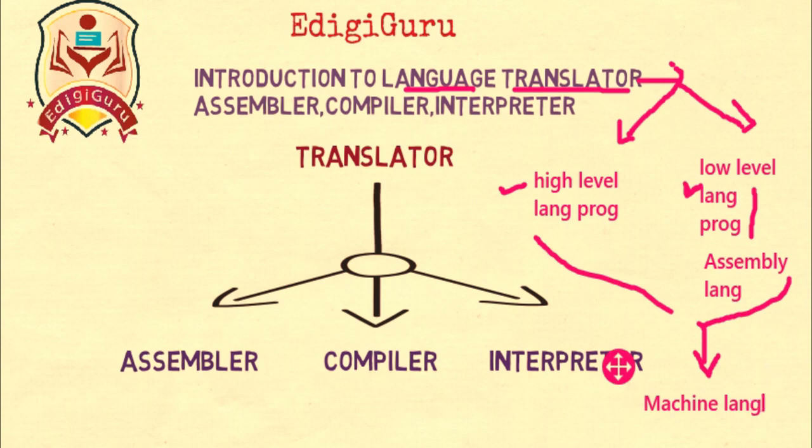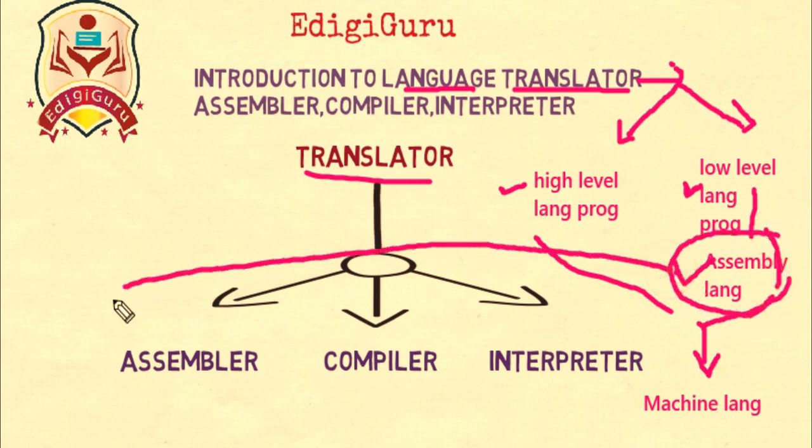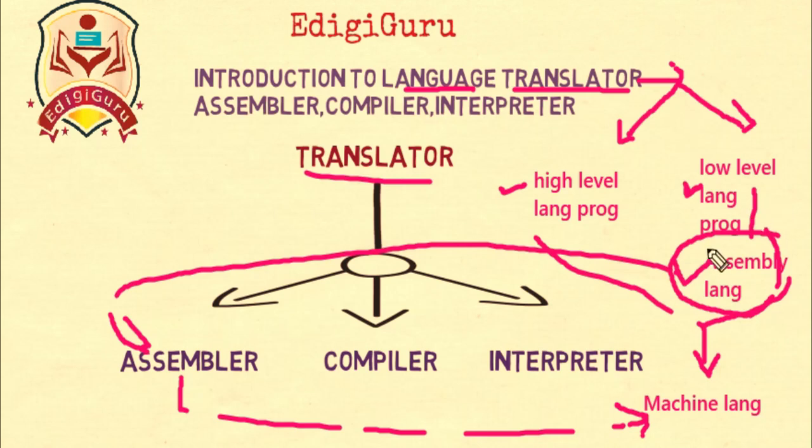Is this clear? So there are three types of translators: assemblers, compilers, and interpreters. When the user writes the program in assembly language, in that case the assemblers are to be used for converting that program into machine language, right? The assembler is a type of translator. It is used for converting the assembly language program into machine language.